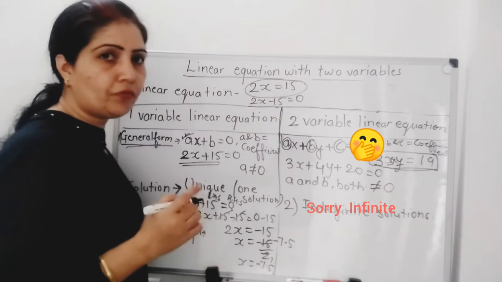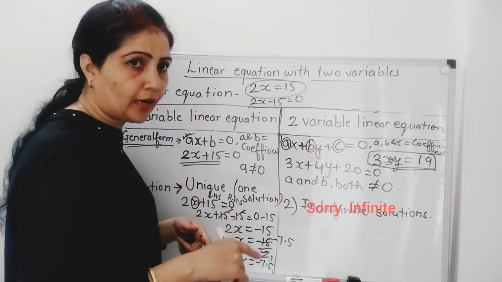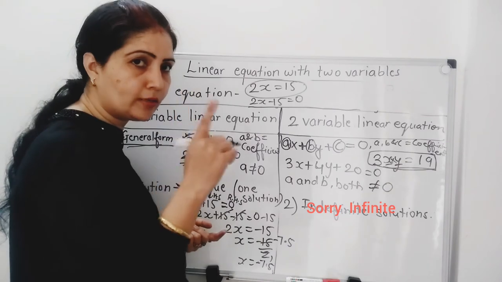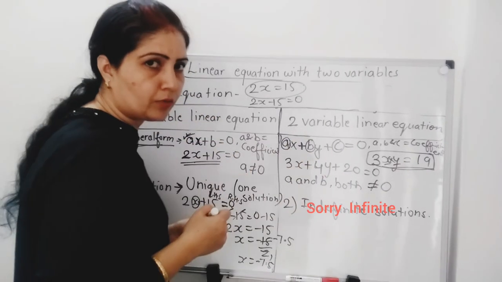If you change the value of x, accordingly y's value will also change. If you change the value of y, accordingly x's value will also change. That's why there is not any one particular solution; there will be indefinite solutions for any two variable linear equation.